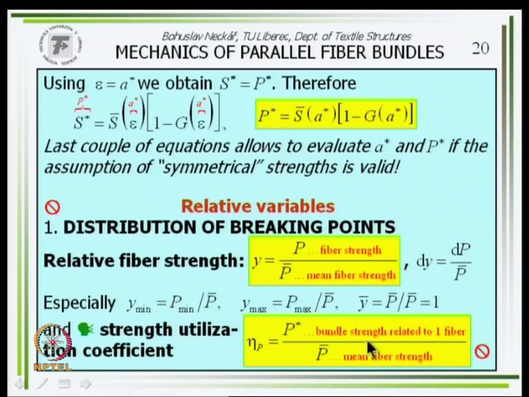I want to say only about two interesting quantities. It is the strength utilization coefficient, eta p. It's also one of the relative quantities. Eta p is the bundle strength related to one fiber, p star, divided by p bar, which is the mean fiber strength. By the way, when all fibers have the same properties, our case number one, our trivial case, then this ratio, the strength utilization coefficient, is one, isn't it? Okay. This is the first.